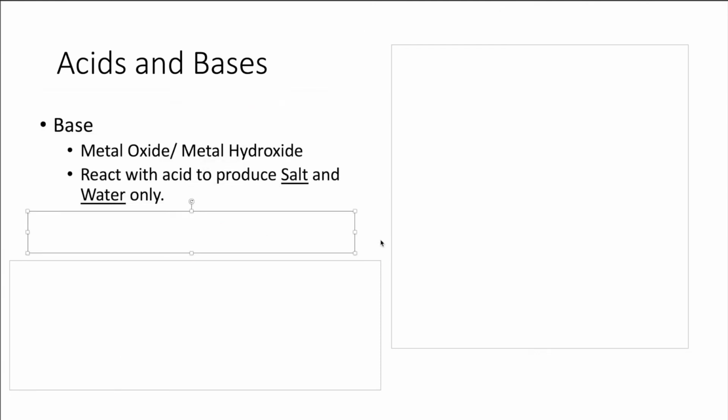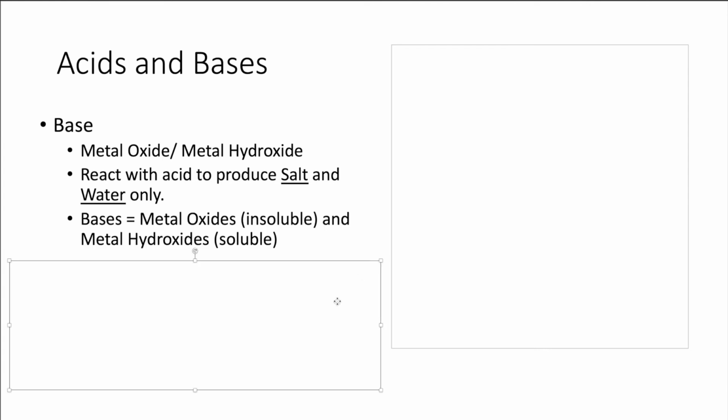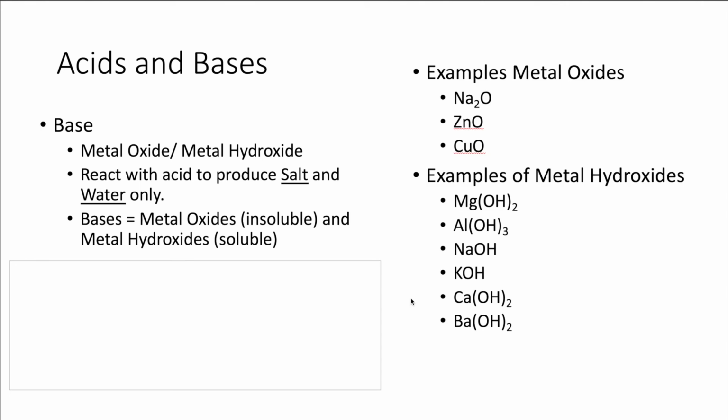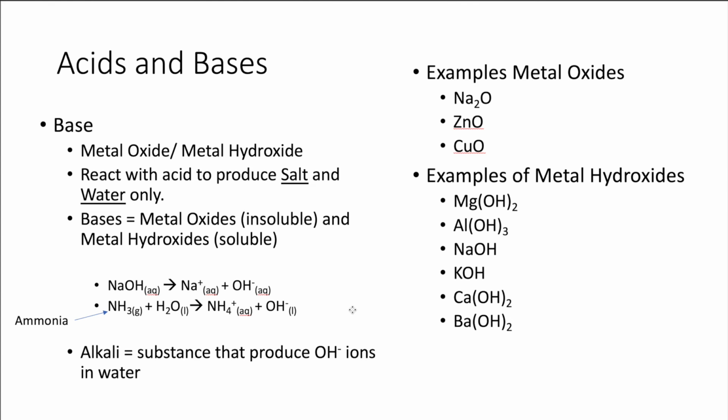A base is a class of chemicals, a metal oxide or hydroxide, that reacts with an acid to produce salt and water only. So here are some examples. An alkali, namely a metal hydroxide, like mentioned earlier, is the soluble class of bases. It is able to dissolve in water to form the hydroxide ion, OH-. For example, when a metal oxide dissolves in water, it produces a metal hydroxide. Interestingly, ammonia gas also dissolves in water to form the hydroxide ion. Therefore, it is an alkali.